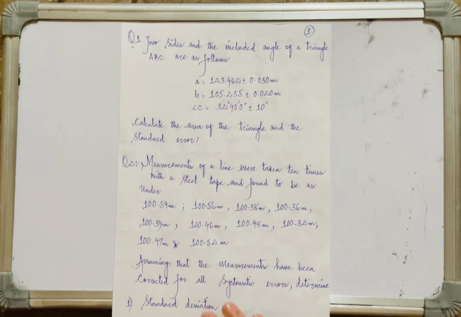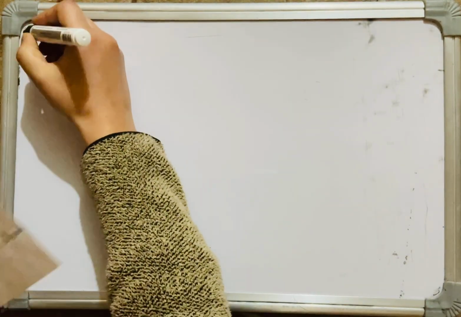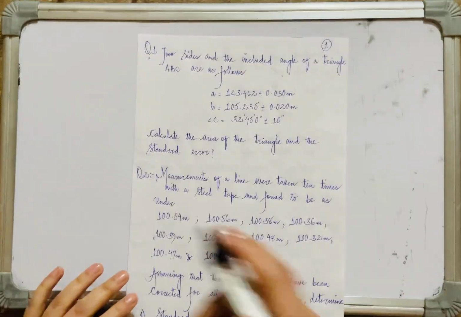As you know, we are doing the numericals of the second chapter of surveying, that's theory of errors in surveying. So let's start. This is question number 1.